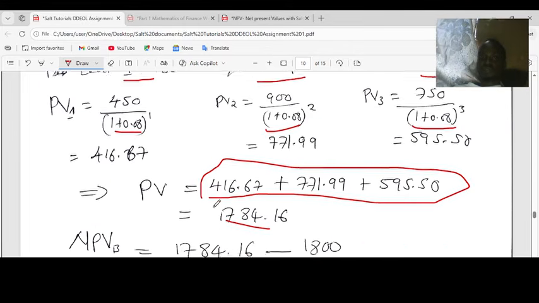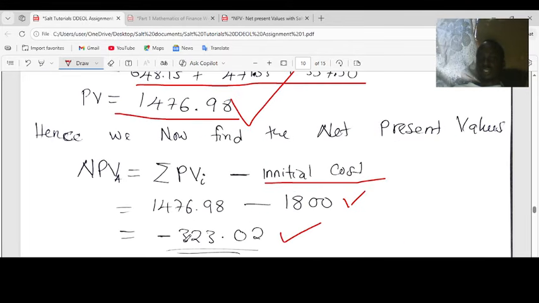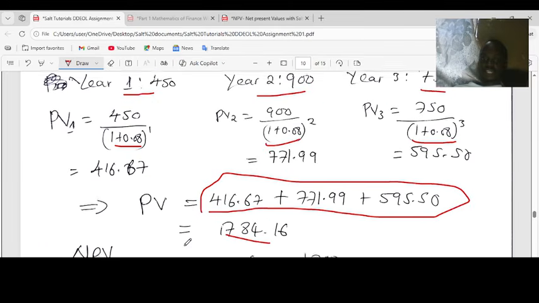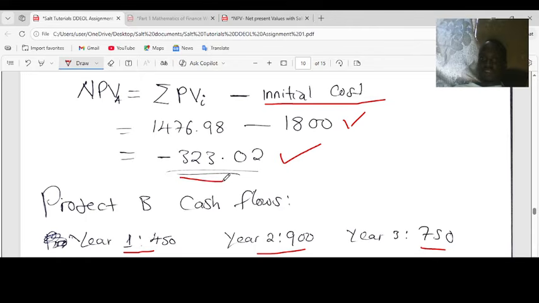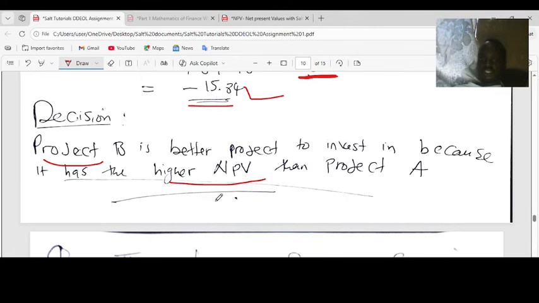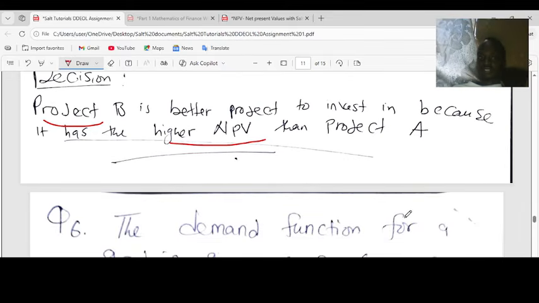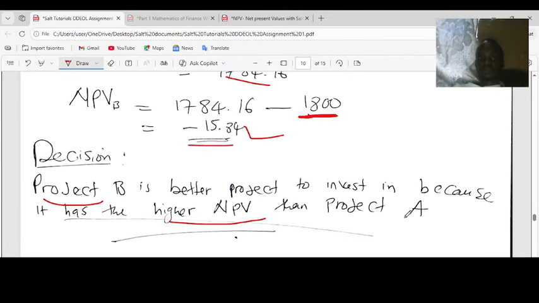Negative 15 is bigger than negative 323. So project B will be the most suitable project to invest in compared to project A. As simple as that. So that's the concept of how you have to deal with the NPVs. So the net present values and their decision rules, this is how we deal with them.